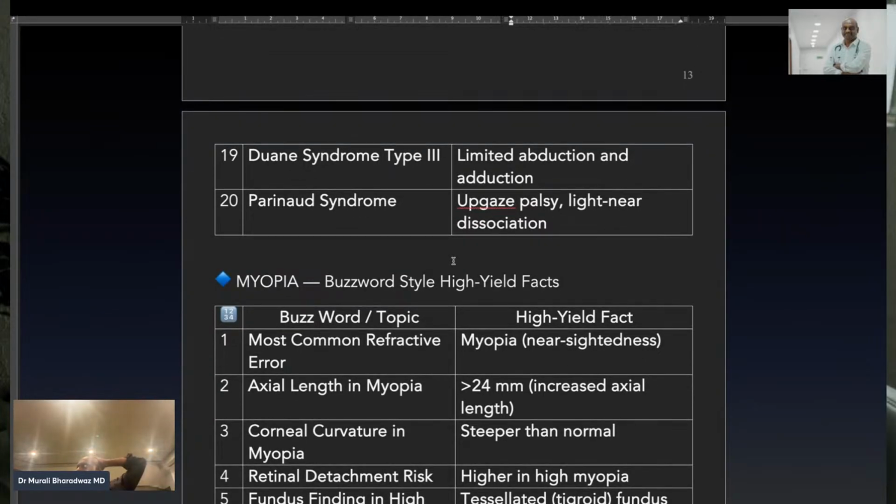Midbrain lesions untayi. Yes, pineal gland tumor, pinealoma. If it is causing compression of the tectum of the midbrain, then they will get an upgaze palsy. They can't look up. Then there is a light-near dissociation. This combination is called Parinaud syndrome.